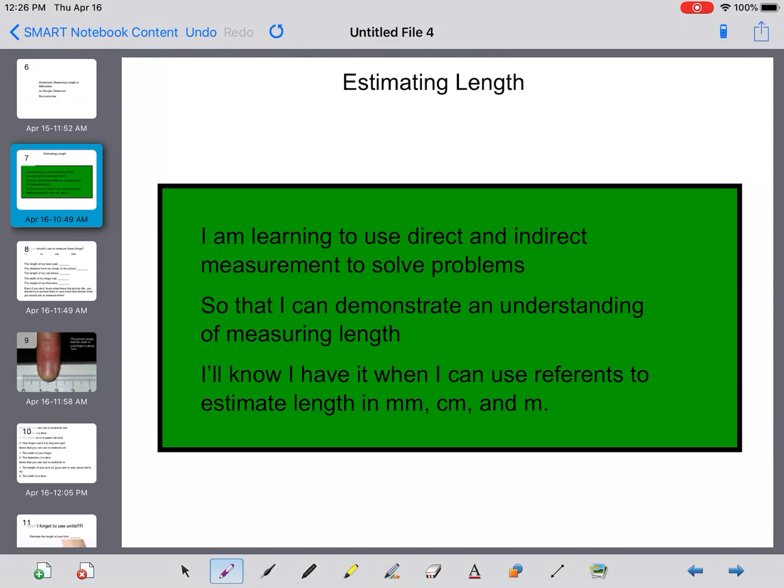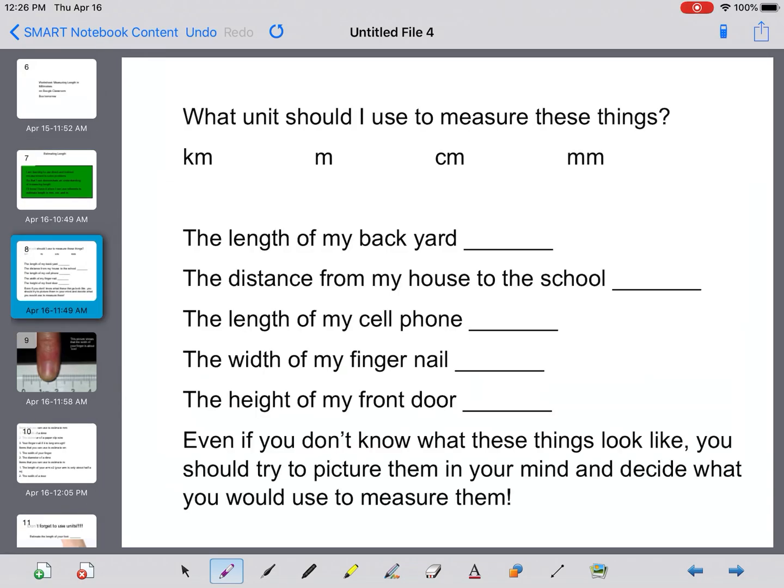Our learning intentions and success criteria are: I'm learning to use direct and indirect measurement to solve problems so that I can demonstrate an understanding of measuring length. I'll know I have it when I can use a referent to estimate length in millimeters, centimeters, and meters. And a referent is just something that's like what you want to use.